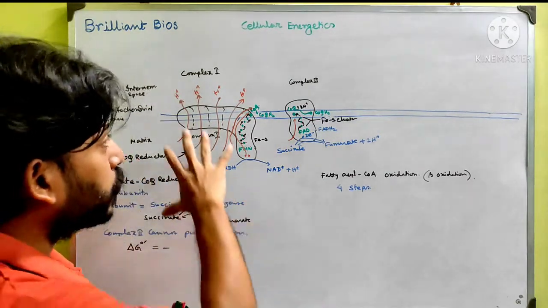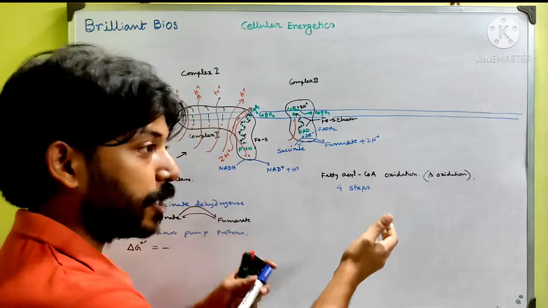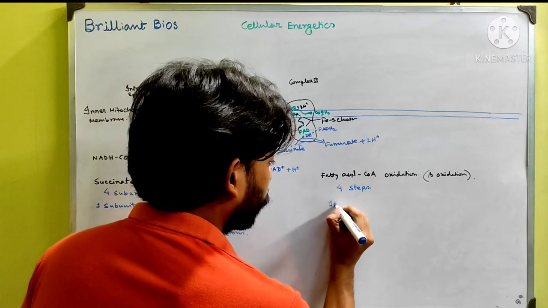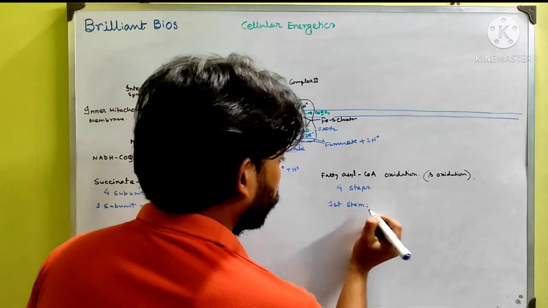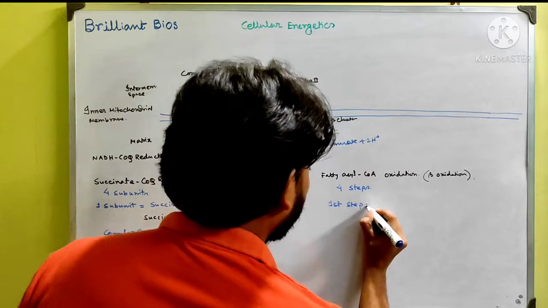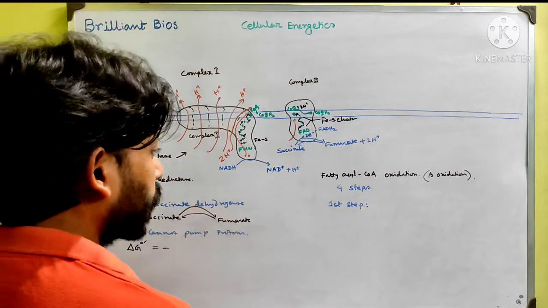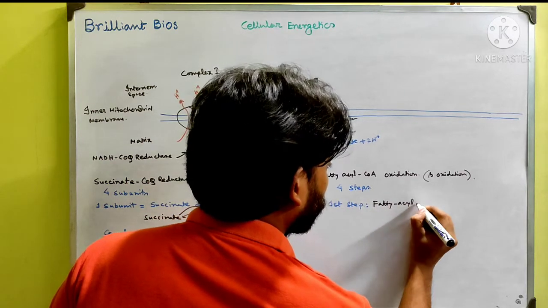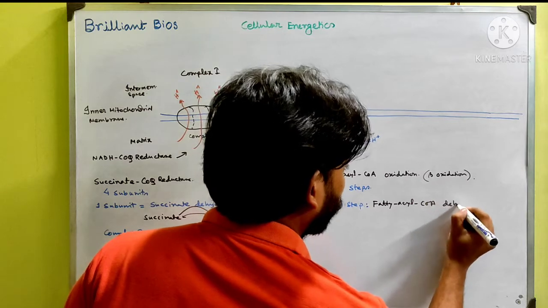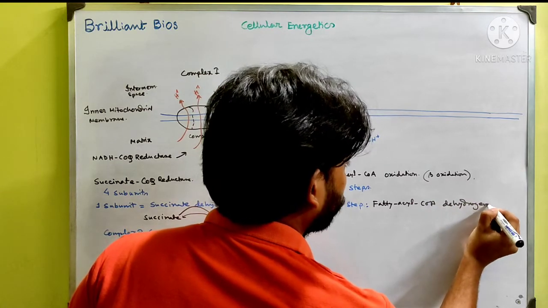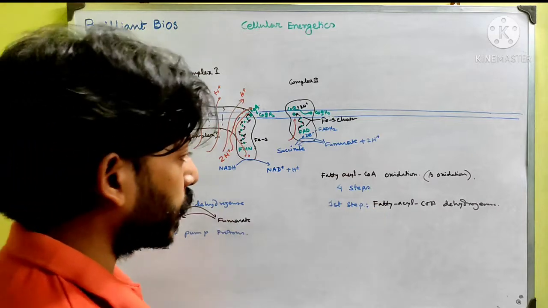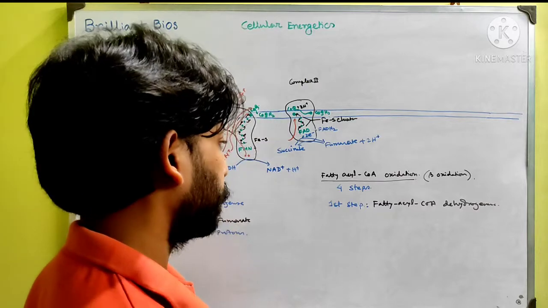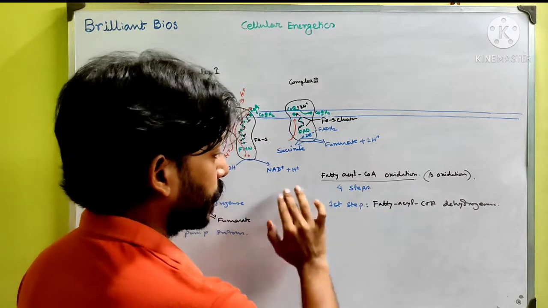But the important fact about this mechanism in the electron transportation is here. In the first step of this beta oxidation, an enzyme takes part that is called fatty acyl CoA dehydrogenase. You have to understand this. There are 4 enzymes, so there are 4 steps during these fatty acyl oxidations, also known as beta oxidation. But the first step is performed by an enzyme that is present in the matrix.